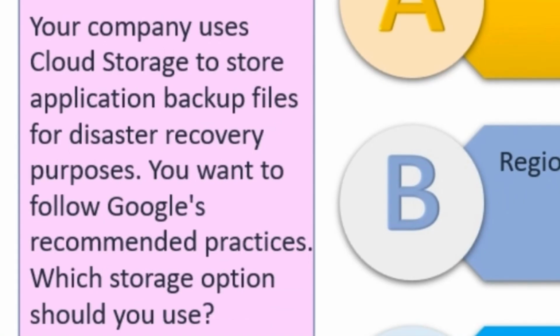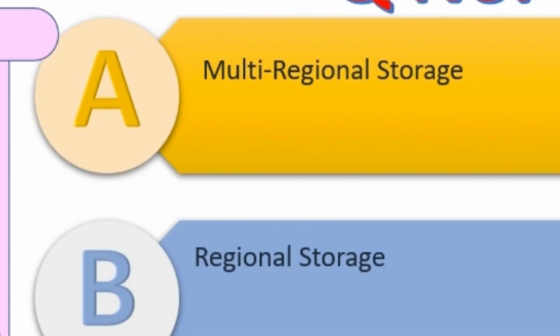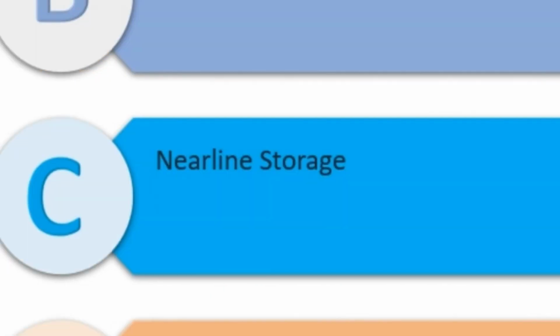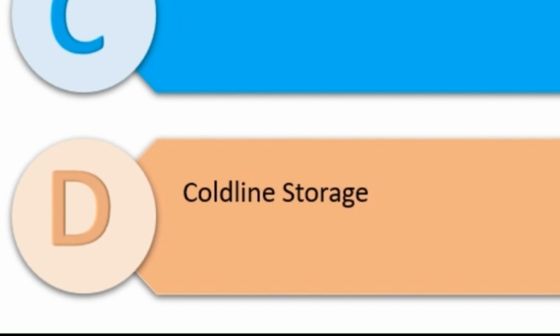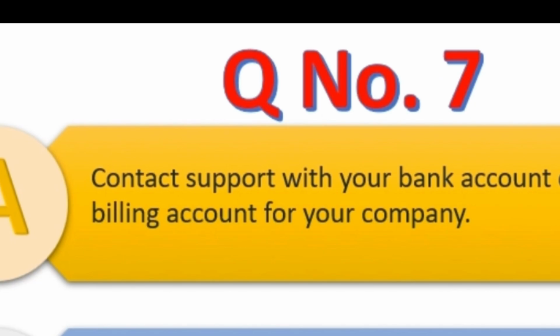Your company uses Cloud Storage to store application backup files for disaster recovery purposes. You want to follow Google's recommended practices. Which storage option should you use? A, multi-regional storage. B, regional storage. C, Nearline storage. D, Coldline storage. D, Coldline storage.